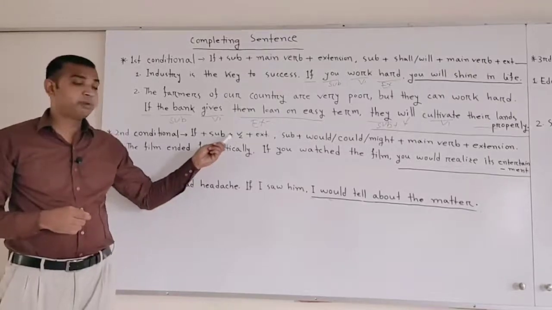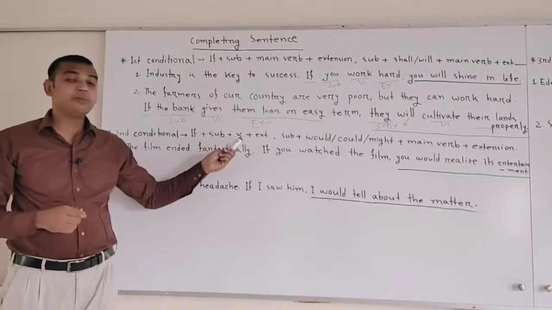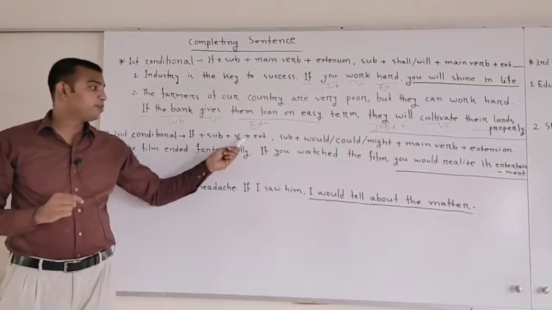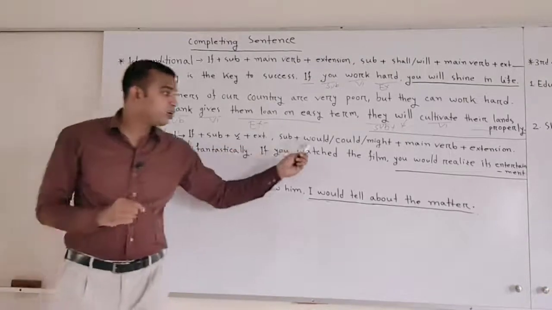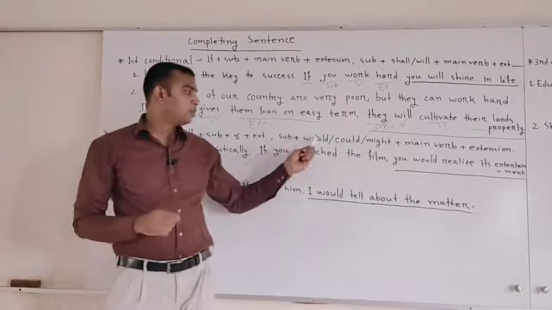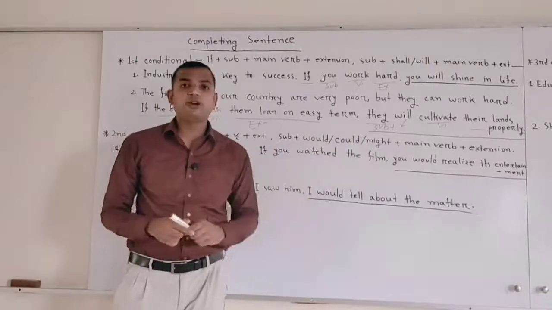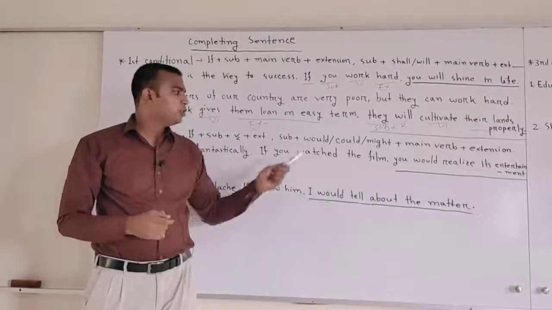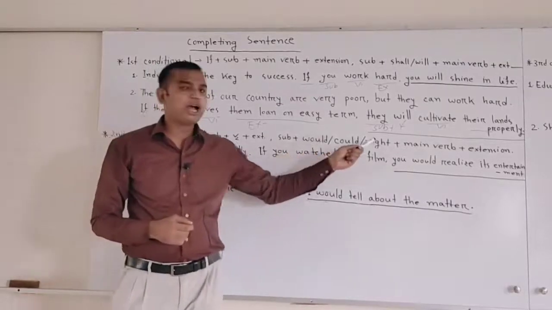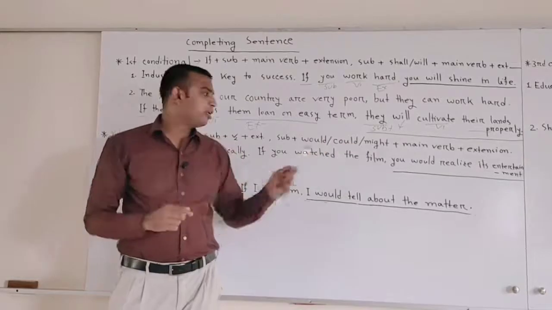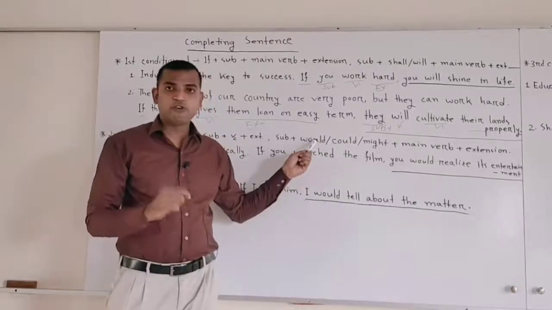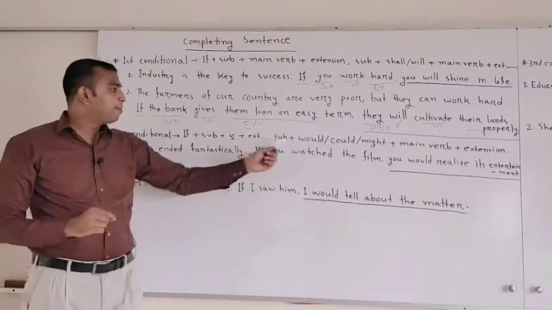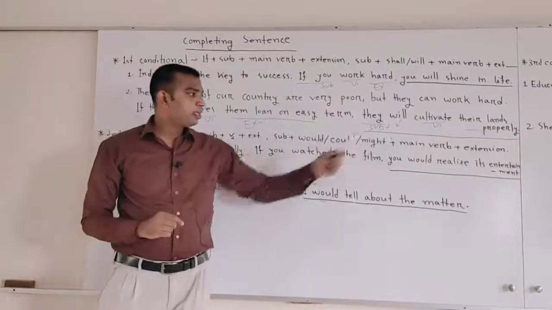look here, the structure of past indefinite: subject plus verb 2, I mean verb past form. So you find here subject plus verb 2 plus extension. So the second clause will be subject plus would, could, might plus main verb plus extension. Here you may have a question: should we use would or could or might? Anyone you can select, but it is better if you select would for every sentence in terms of past indefinite tense. So subject plus would, could, might plus main verb.